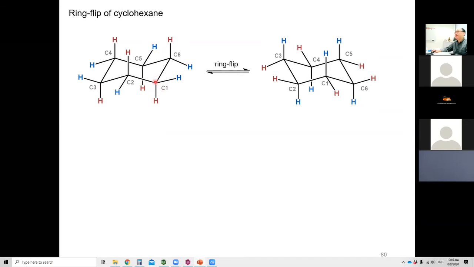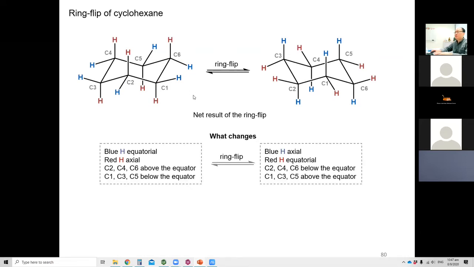This carbon, when it goes through a process called ring flip, moves here. When carbon 6 goes through a ring flip, it bends down to carbon 6 here. It's kind of like 6 moved to here, 1 moved to here, and all the other carbons moved in the same way. So what changes between these two conformations after the ring flip? The net result of the ring flip has 4 consequences.